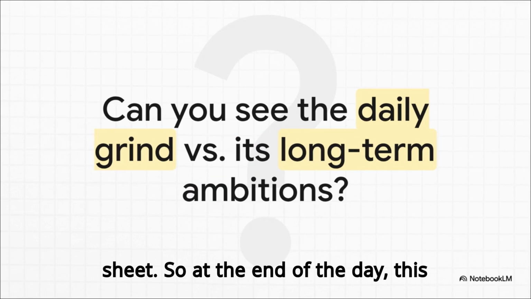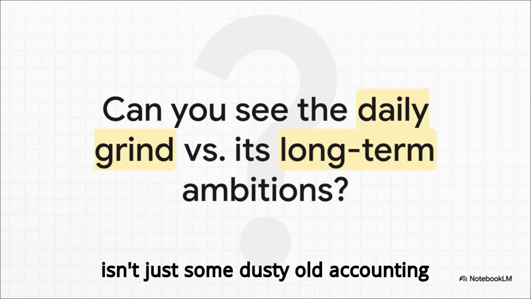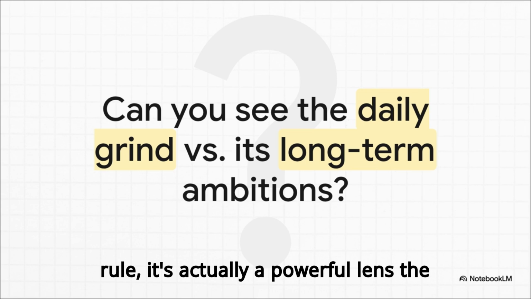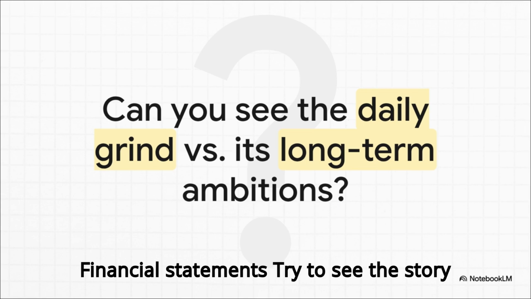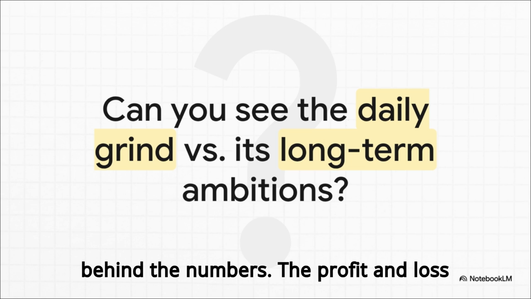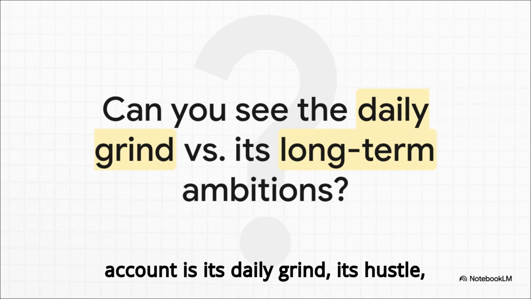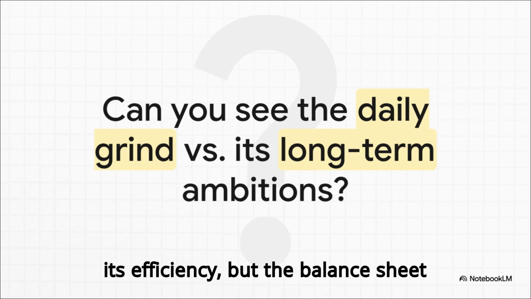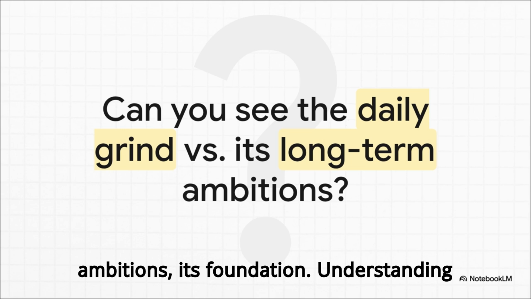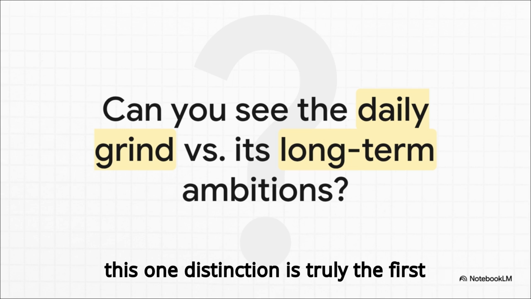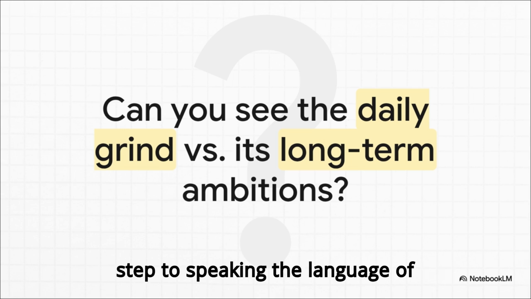So at the end of the day, this isn't just some dusty old accounting rule. It's actually a powerful lens. The next time you look at a company's financial statements, try to see the story behind the numbers. The profit and loss account is its daily grind, its hustle, its efficiency. But the balance sheet, that reveals its long-term strategy, its ambitions, its foundation. Understanding this one distinction is truly the first step to speaking the language of business.